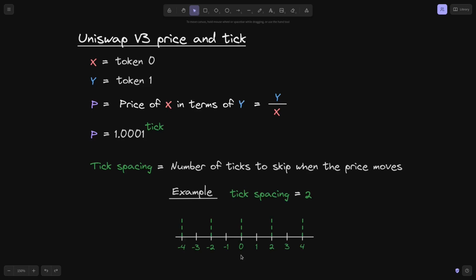Let me give you another example. Let's again say that the price is over here. Tick is equal to 0, and the price decreases. The tick spacing is equal to 2, so the next tick can only be equal to minus 2. And if the price decreases again, the next tick will be minus 4. They jump in steps of 2 since the tick spacing is equal to 2.